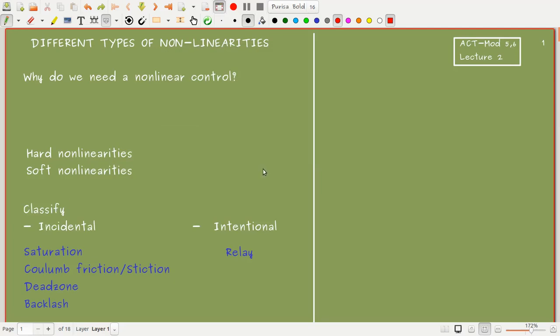Welcome back to the second part of the nonlinear systems. Today we will see what the different types of nonlinearities are, or what the common nonlinearities are that we see. Before going into that, we will see why we are going for this nonlinear control.